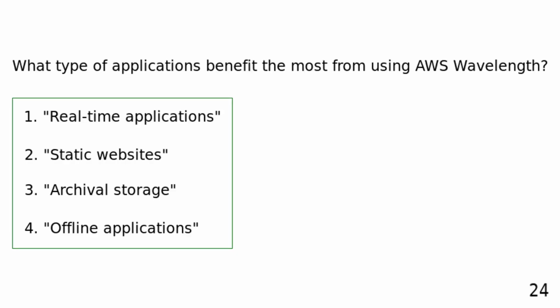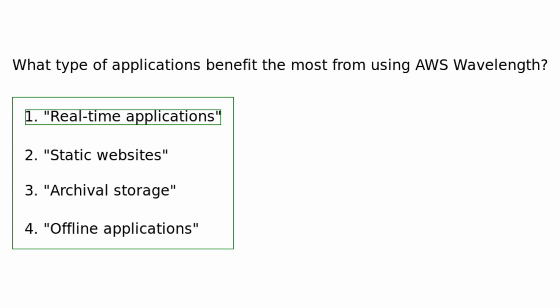What type of applications benefit the most from using AWS Wavelength? Real-time applications, static websites, archival storage, offline applications. Real-time applications such as gaming.